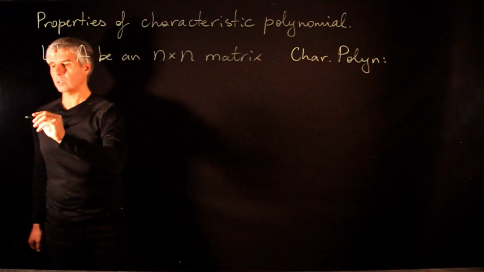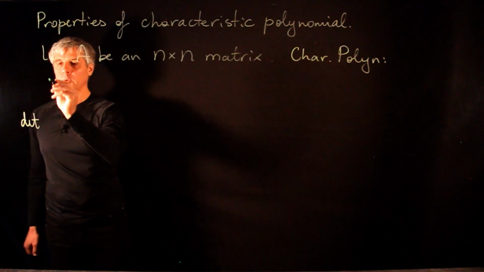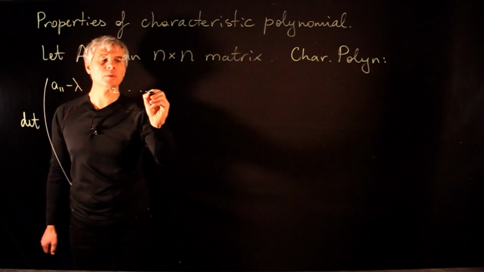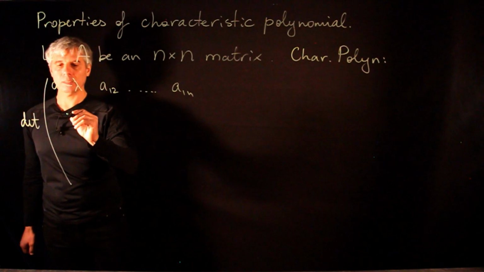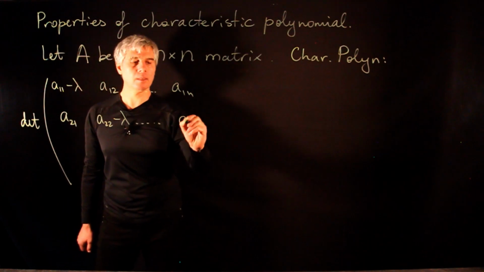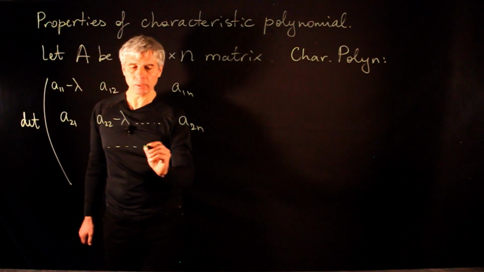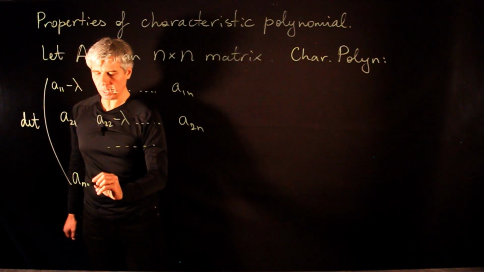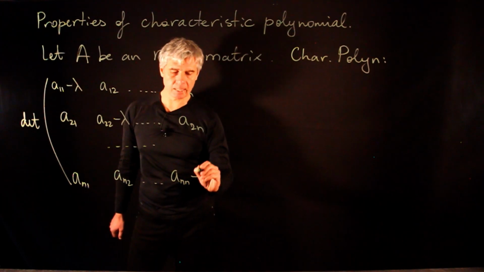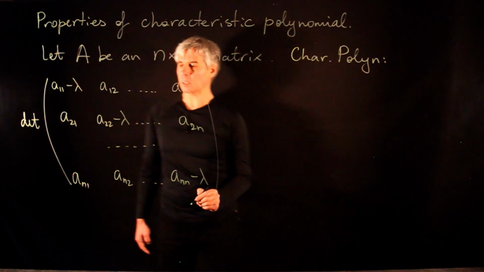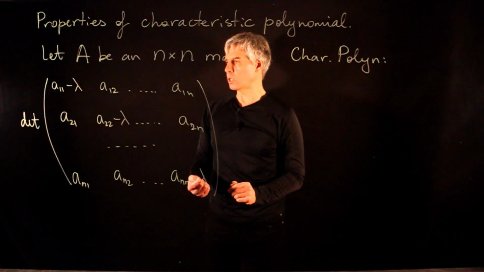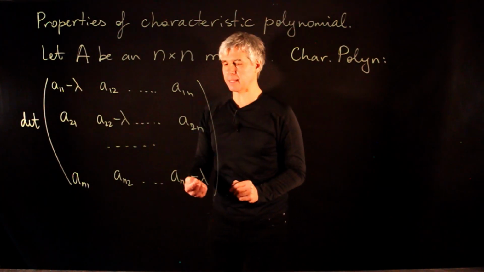So we have the determinant of the following matrix: a11 minus lambda, a12, dot, dot, dot, a1n, a21, a22 minus lambda, a2n, and so on. And the last row will be an1, an2, and the last entry is ann minus lambda. When we compute this determinant, we see that the highest power of lambda will be lambda to the power n, which will come from the product of the diagonal entries.